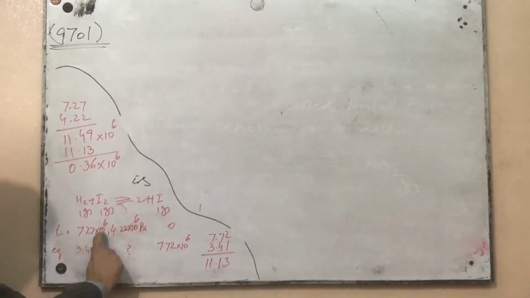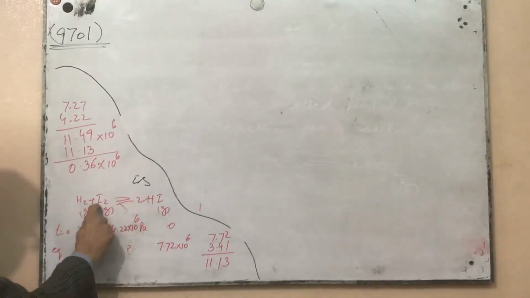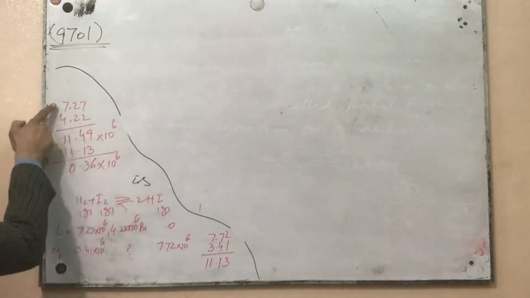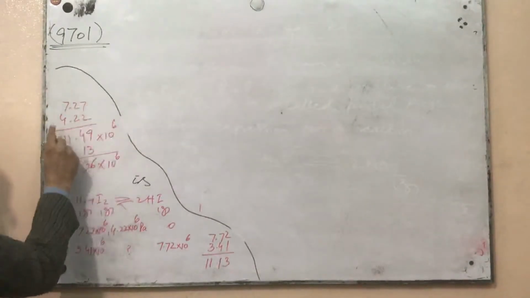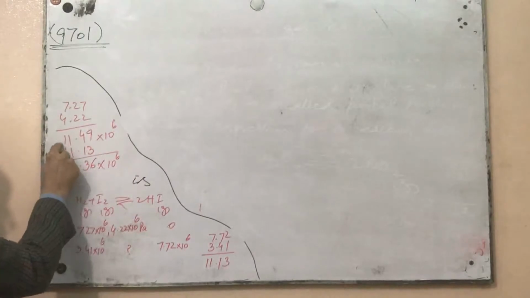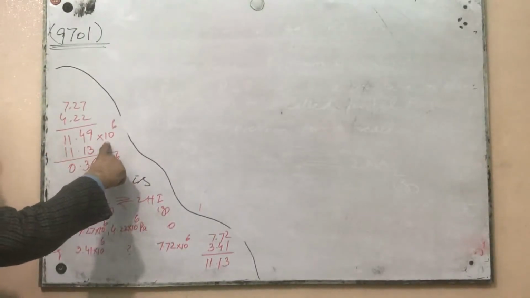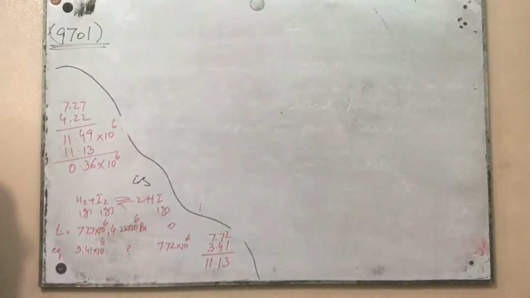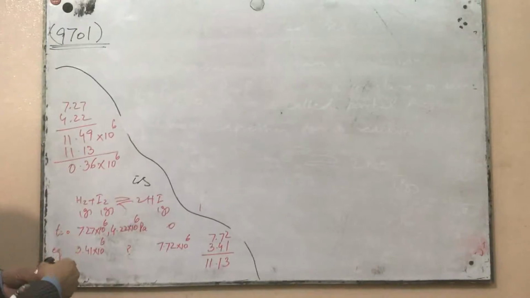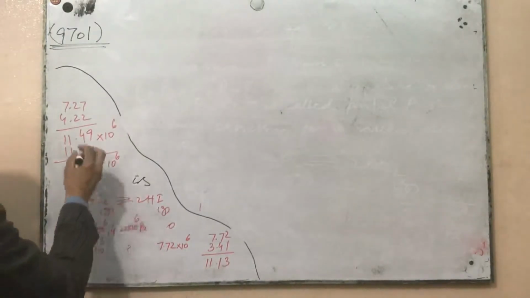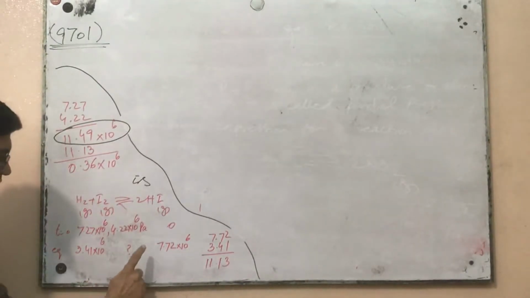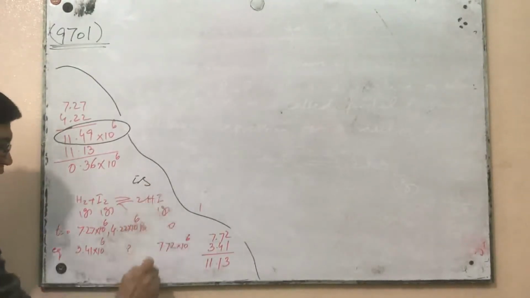Now, if we add the partial pressures of these two reacting gases, we will get the total pressure exerted. This can be added like this: 7.27 plus 4.22 gives us 11.49 into 10 to the power 6. Because 10 to the power 6 is common, taking it common we can add these values quite easily. This is the total pressure exerted by both the reactant gases. Now, what happens at equilibrium? They have given that the partial pressure of hydrogen iodide comes to this.